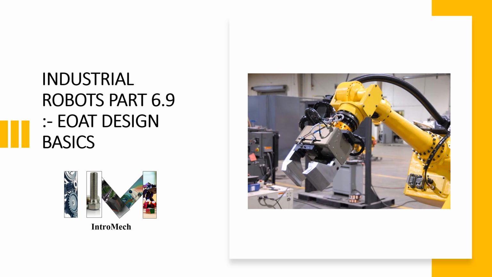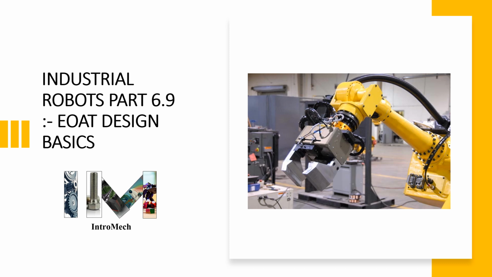So guys, we have started our series related to industrial robots, and in our previous sessions we learned about the basics of robots, the different terminologies involved in robots, the different configurations of the robot, then joints, links, the motions, everything we learned. Now we have come to the end of the series.